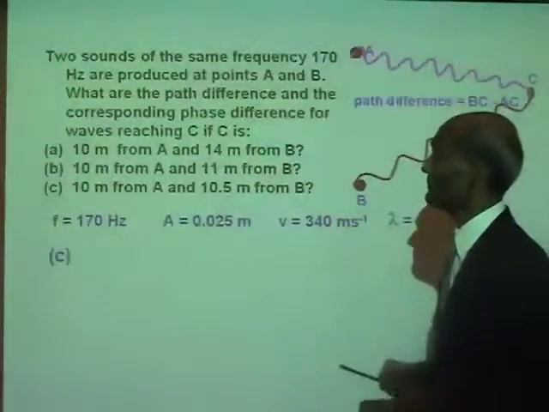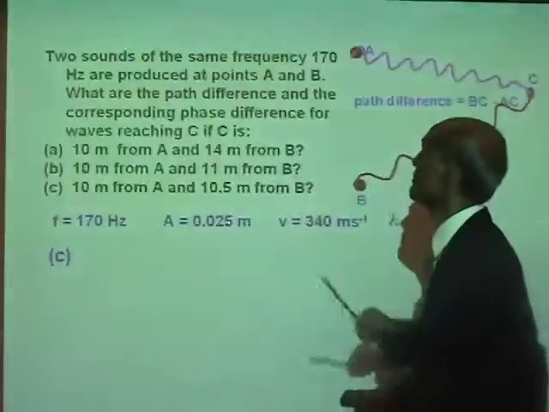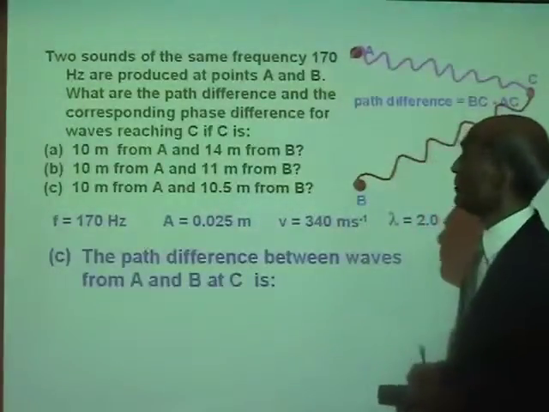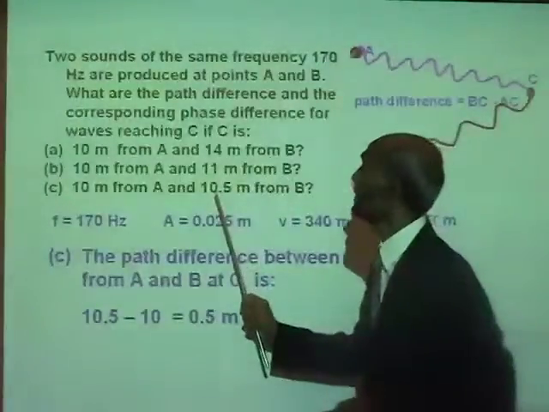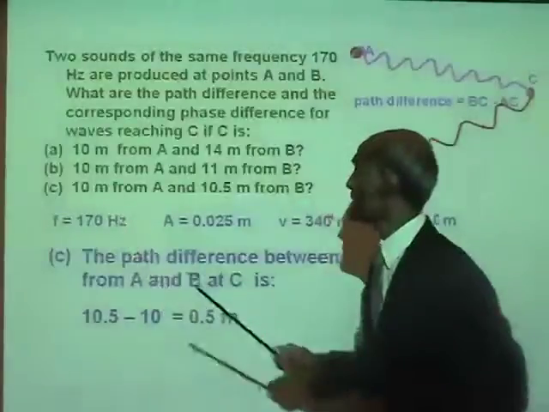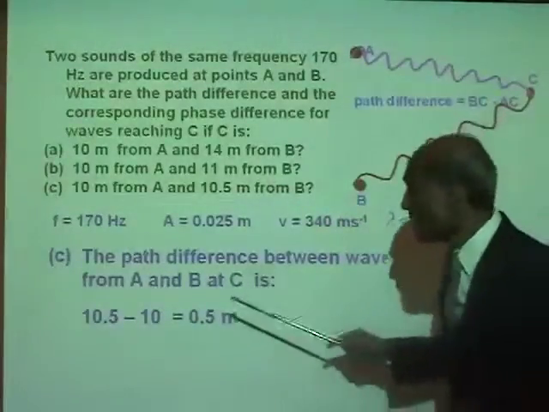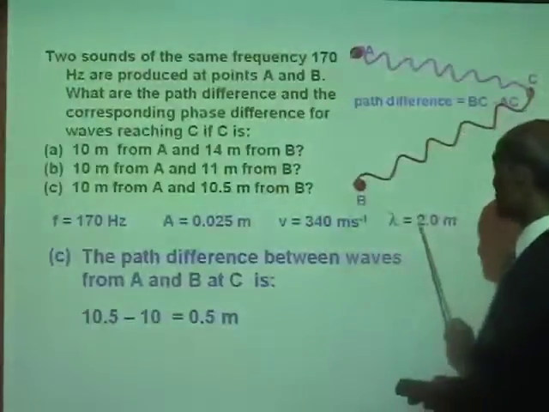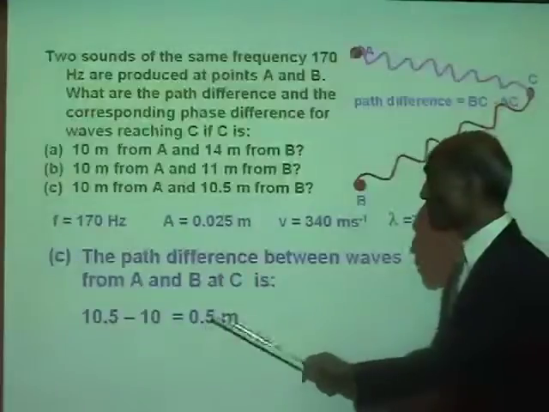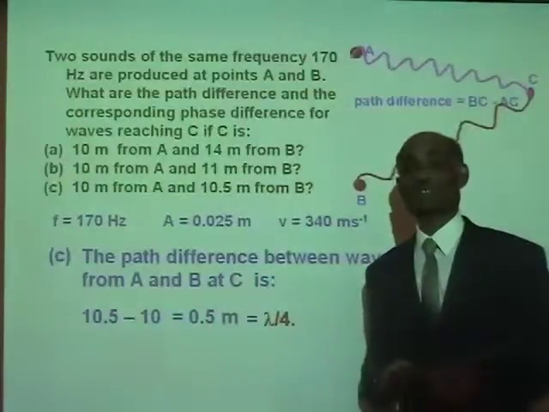Alright, let's do C. 10 meters from A and 10.5 meters from B. What is the path difference of waves coming from these 2 points? It will be 10.5 minus 10 is 0.5 meter. Tell me, what is this in terms of the wavelength? The wavelength is 2 meters. Therefore, 0.5 meter is a quarter of a wavelength.